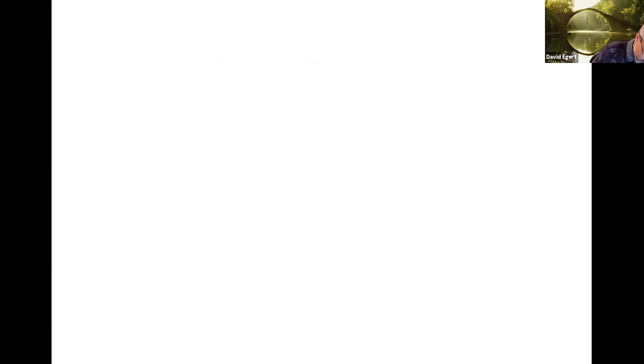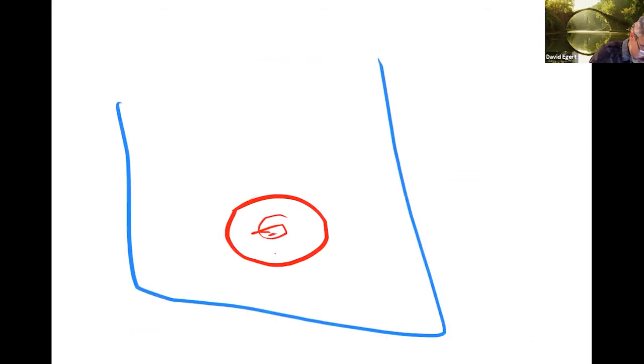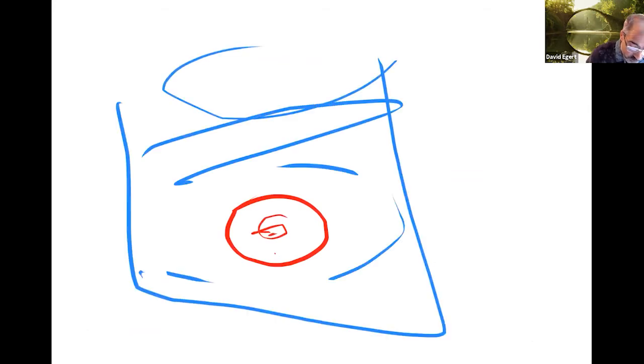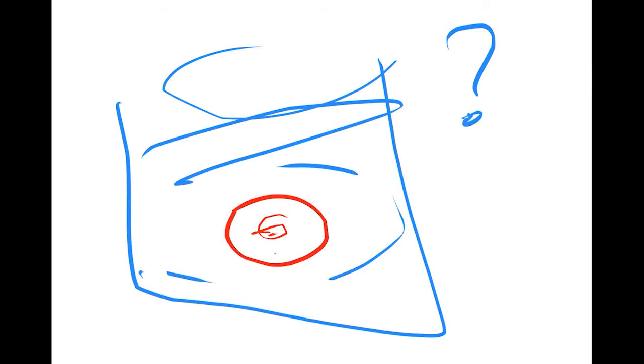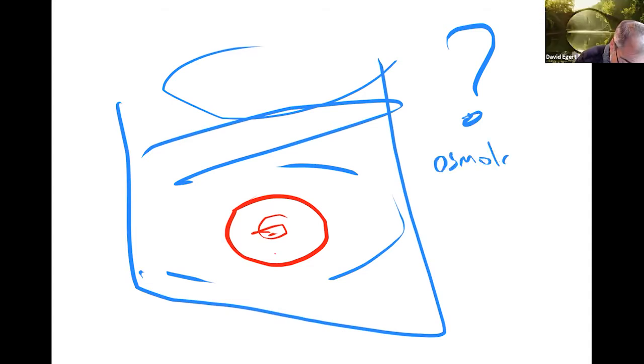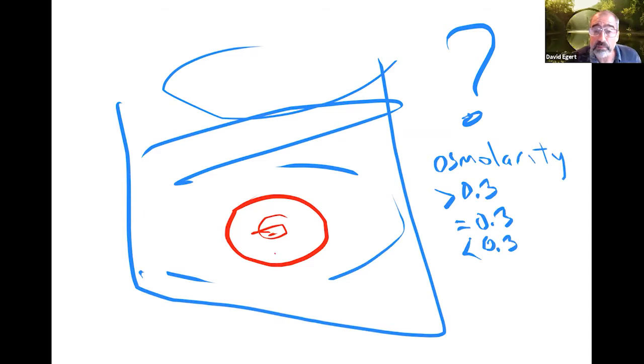If I have a red blood cell in some solution, and I want to know what's going to happen to this puppy, what are the two things I have to think about? Osmolarity. I have to think about osmolarity. Is it greater than 0.3? Is it equal to 0.3? Is it less than 0.3? That's going to make a big difference.